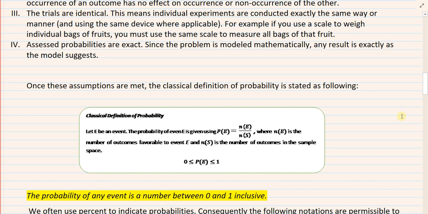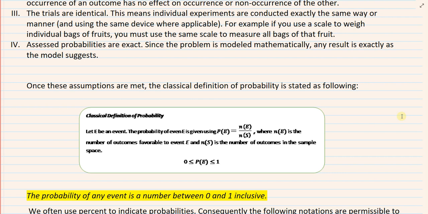And this is how you actually see it written as a formula. All it is is a ratio of 2 numbers. In this statement, the probability of event E is NE over NS. NE is the number of outcomes that are favorable to event E, and NS is the total number of possible outcomes in the universe, or the sample space.